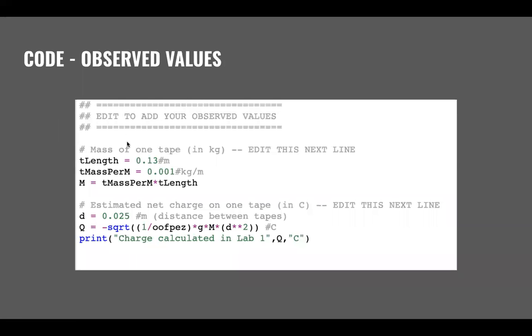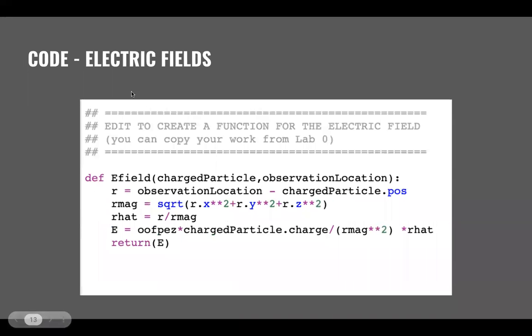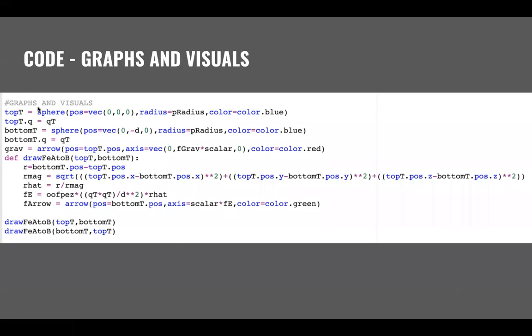So this is the code for the observed values that I used. This was to calculate the mass, and this was to calculate the charge. Then this is the code for the electric fields. It was already given to me, and I just simply edited it to give the electric field. Then I used the code for graphs and visuals. I think I couldn't edit this one, but yeah.